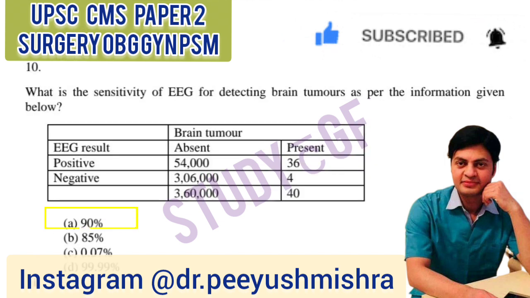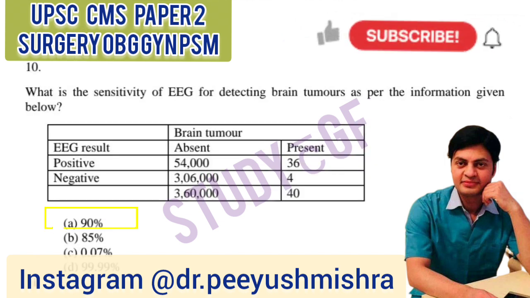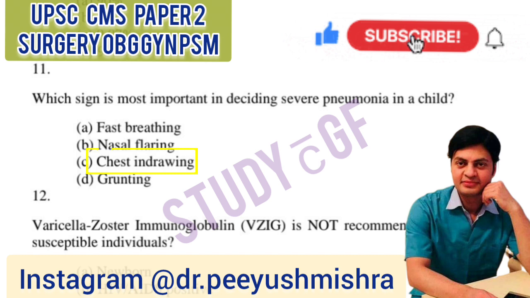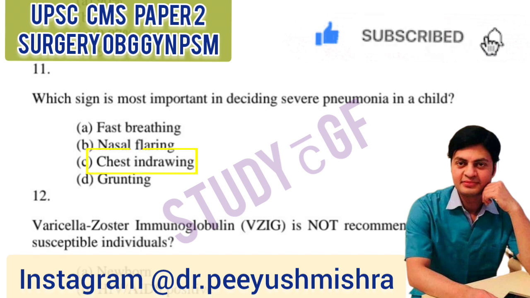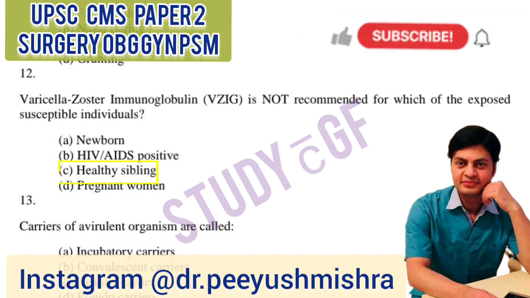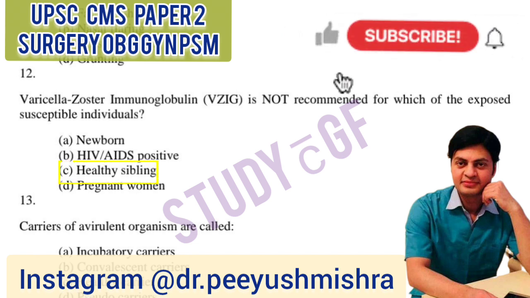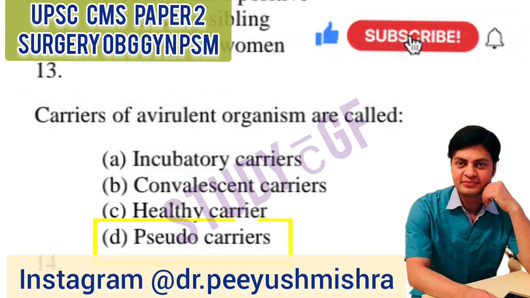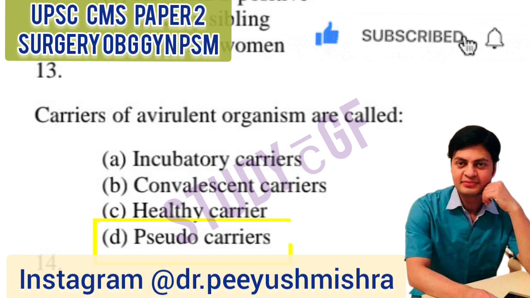62.5%. What is the sensitivity of EEG for detecting brain tumors as per the information given below? 90%. Which sign is most important in deciding severe pneumonia in a child? Chest indrawing. Varicella zoster immunoglobulin (VZIG) is not recommended for which of the exposed susceptible individuals? Healthy sibling. Carriers of a virulent organism are called pseudocarriers.